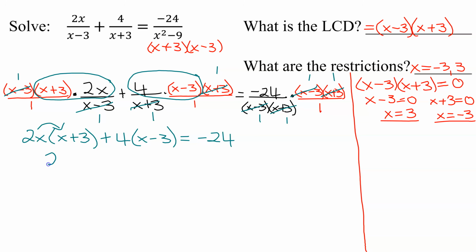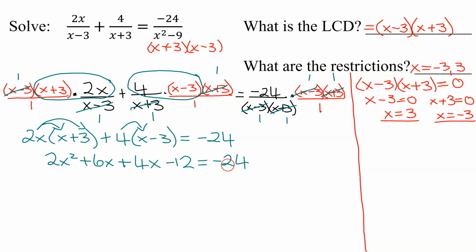So now we need to simplify this, so let's distribute in the 2x. 2x times x is 2x squared. 2x times 3 is plus 6x. Now distribute in the 4. 4 times x is plus 4x, and then 4 times negative 3 is negative 12, equals negative 24.